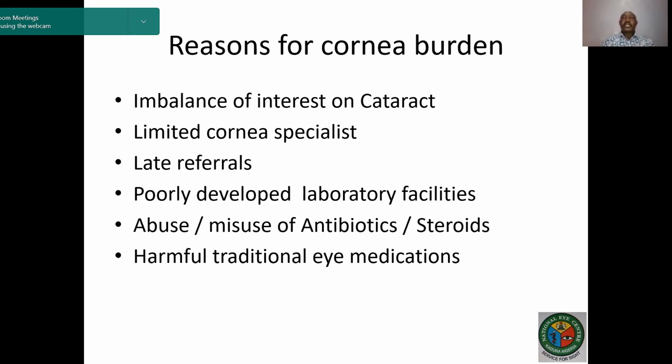Poorly developed laboratory facilities that are supposed to be adjuncts in the diagnosis and treatment of corneal ulcers are also a problem, particularly in the developing world. We also have abuses and misuse of antibiotics and steroids. This sometimes takes a toll on the burden of cornea-related blindness from ulcers.